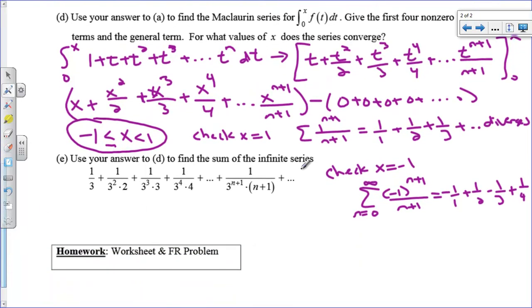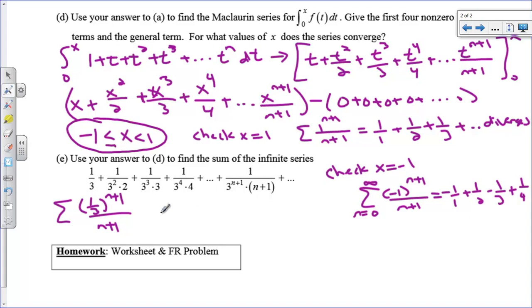Alright, so let's use this to figure out the sum of the infinite series. This is our series right here, where x has been replaced with a 1/3. So we have the series of 1/3 to the n plus 1 over n plus 1. Again, we can take this 1 over 3 to the n plus 1 to the top. So that represents the sum of this infinite series, where x has been replaced with 1/3.